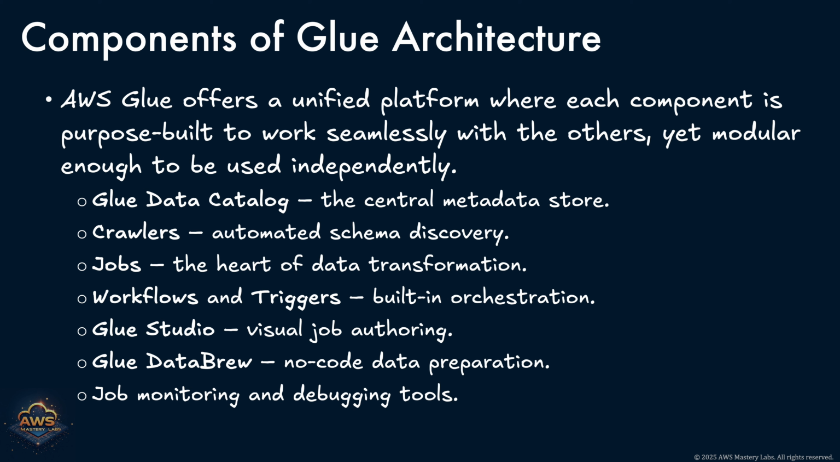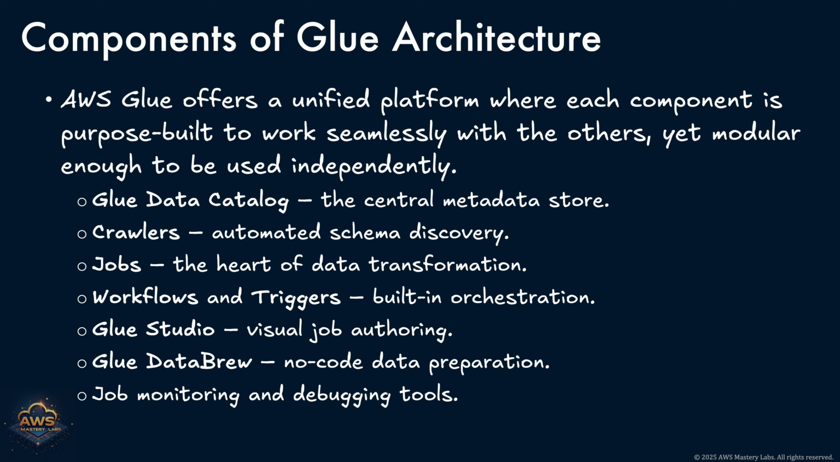At the core of it all is the Glue data catalog. This is your centralized metadata store. It keeps track of table definitions, schema versions, and data partitions, and it's accessible not just within Glue, but also from Athena, Redshift Spectrum, and EMR. Feeding into the catalog are Glue crawlers. These crawlers scan data in S3, JDBC sources, and other repositories to automatically infer schema and keep your metadata up to date, minimizing manual work and supporting schema evolution over time. Glue jobs are the engine of data transformation.